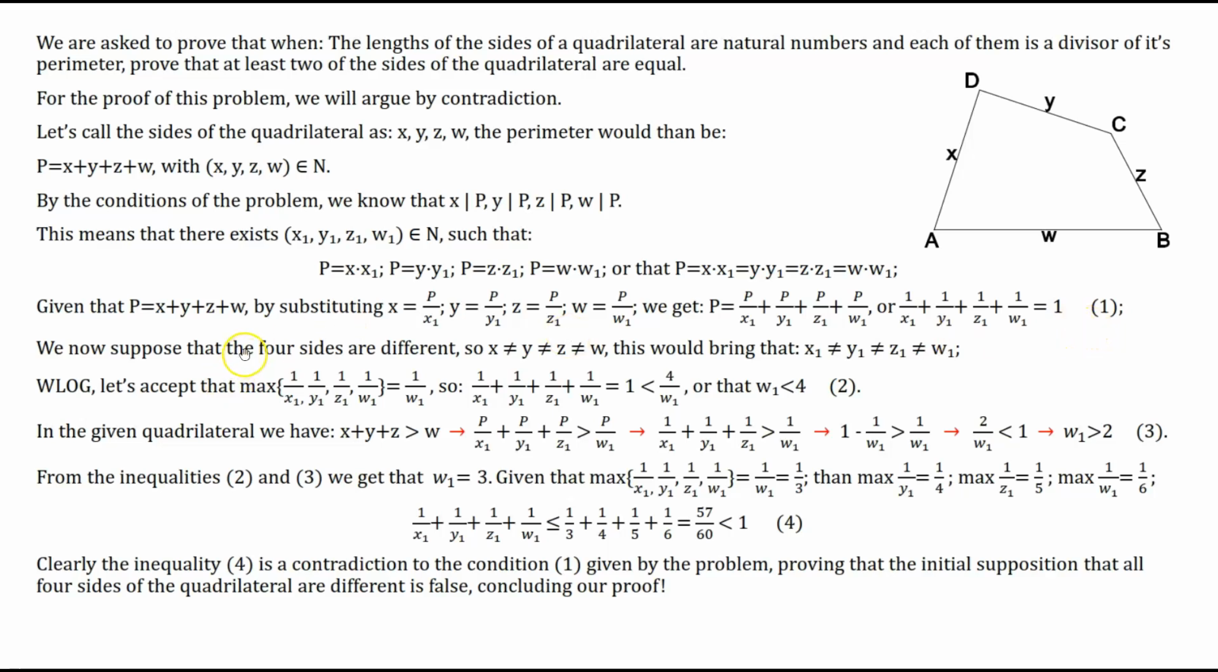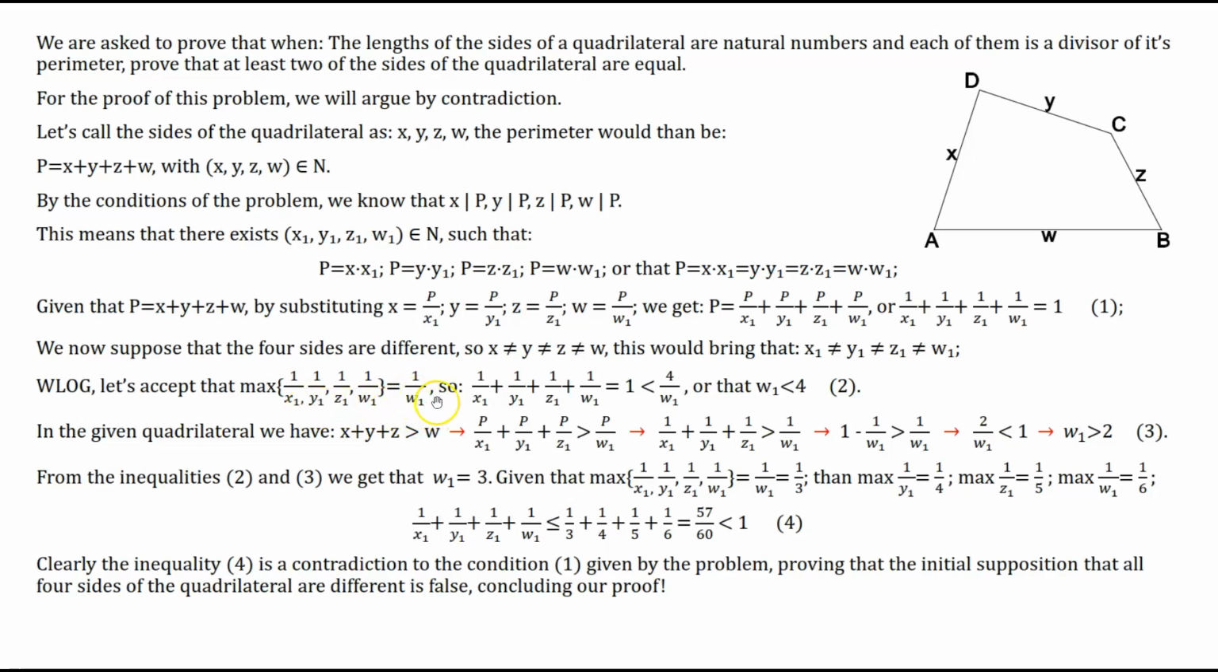We now suppose, by contradiction, that the four sides of the quadrilateral are different. So x is different from y, from z, and from omega. This would bring, of course, that x1 is different from y1, different from z1, different from omega1. Now, without loss of generality, because this equation is symmetrical in x1, y1, z1, and omega1, let's accept that among 1 divided by x1, 1 divided by y1, 1 divided by z1, and 1 divided by omega1, the maximal of these four values is 1 divided by omega1.